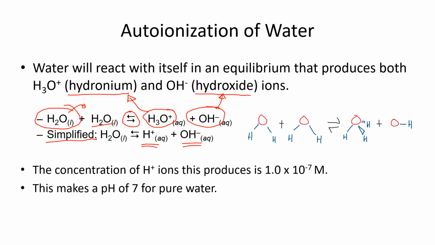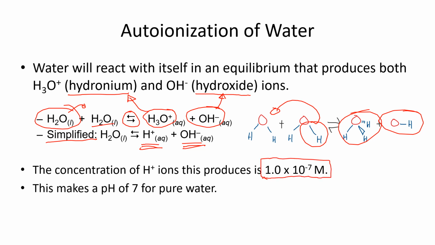One of these hydrogen ions is going to come off and go over to the other water molecule. You end up with hydroxides and hydroniums, which we can simplify to be hydroxides and hydrogen ions. So when it does that, under standard conditions, the amount of hydrogen ions you will get is 1 times 10 to the negative 7 moles per liter in a sample of water. And of course, with that negative 7, that changes it to a pH of 7 for that pure water.